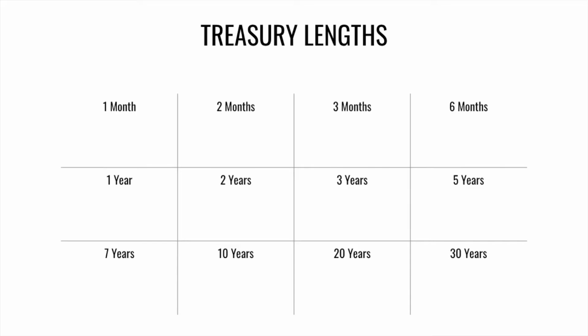Now, these treasury lengths have different names. You may hear people refer to treasury bonds, and those are referring to treasury periods that are 20 years or 30 years. When you hear the word notes though, that's referring to any term period with the word years in it, except for the 20-year and 30-year treasury period. So that's going to be your 1 year, 2 year, 3 year, 5 year, 7 year, and 10-year periods. Those are all treasury notes. If you buy one of those, you are buying what is called a treasury note.